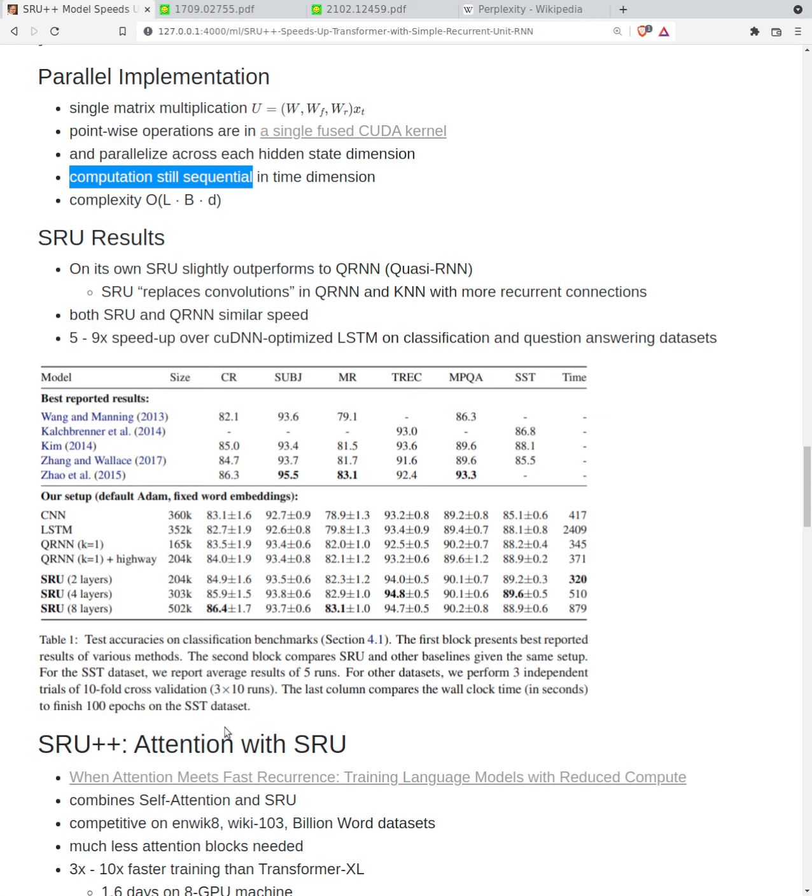There is this table over here, and yeah, you can look it up yourself. This SRU with 2 layers is basically similar to this QRNN, and it's very fast. If you keep adding layers, you get slower, but you can still outperform the QRNN even more.